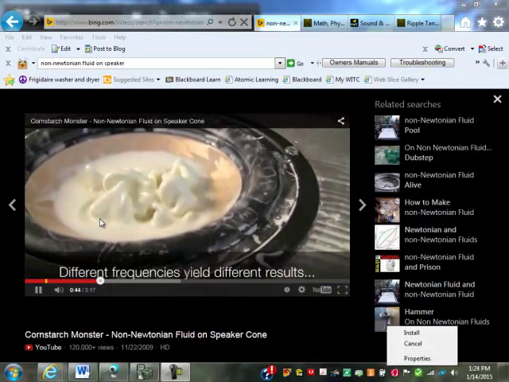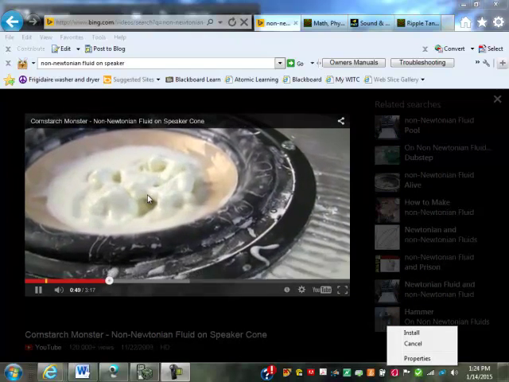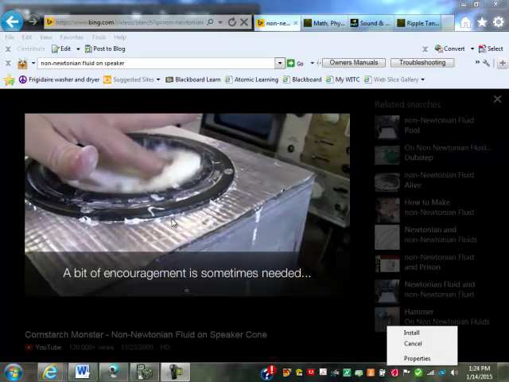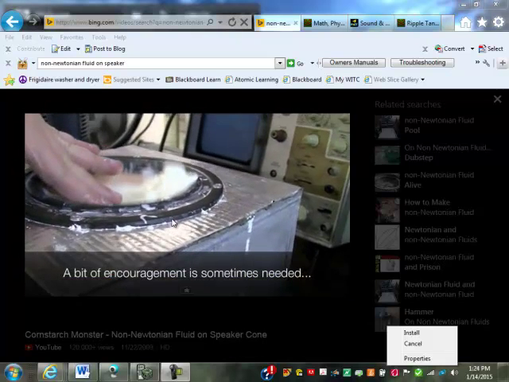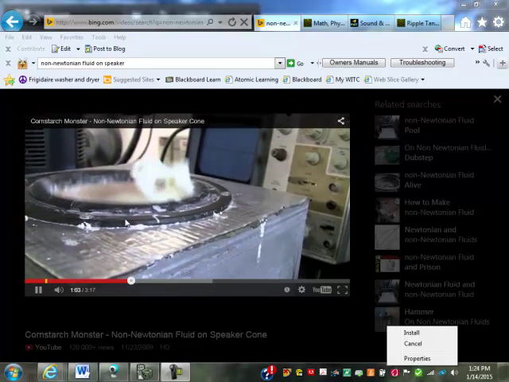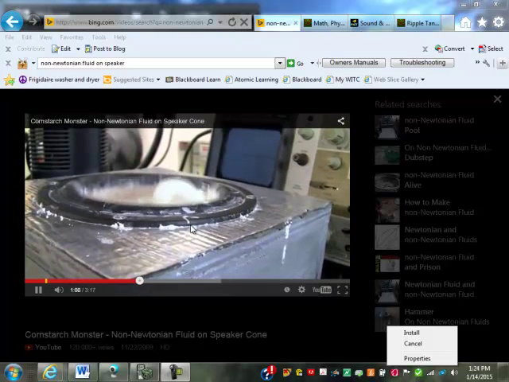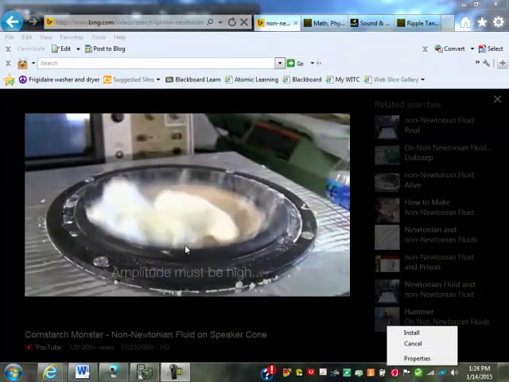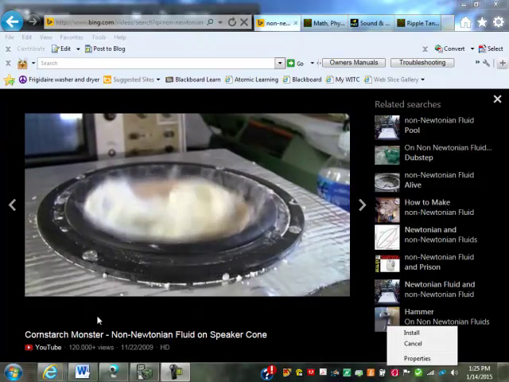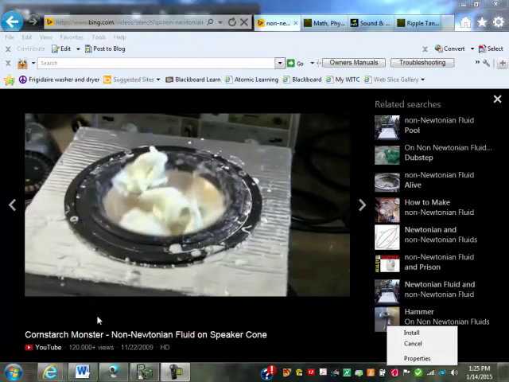And they just go through the steps they went through here. This is different frequencies. If you have a little bit slower frequency, it really looks weird. There, it's not enough to make it dance, but it's enough to make it solidify. Yeah, it kind of does. You just have to have enough power behind it, is all. A high amplitude just means it's got to be loud enough.